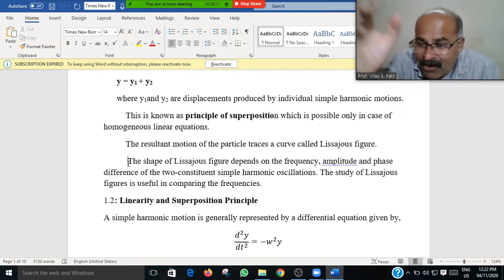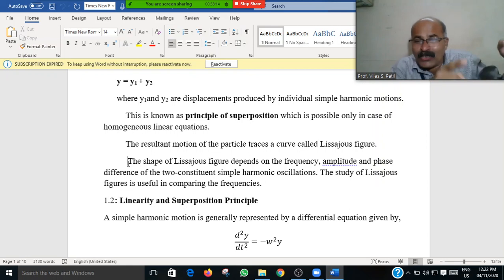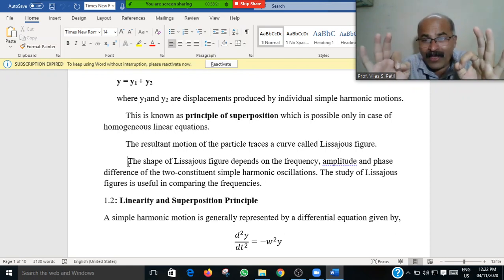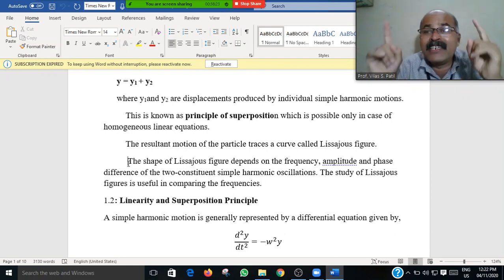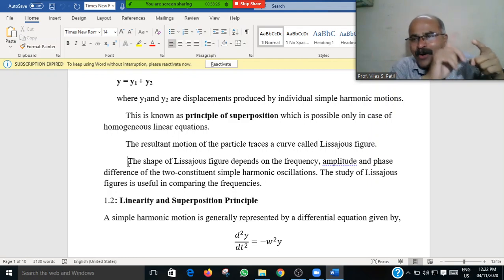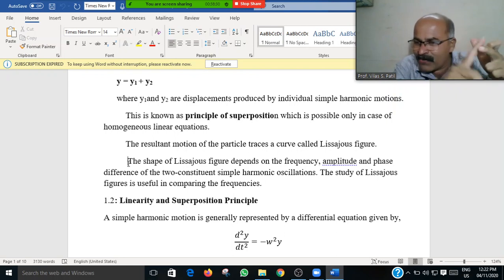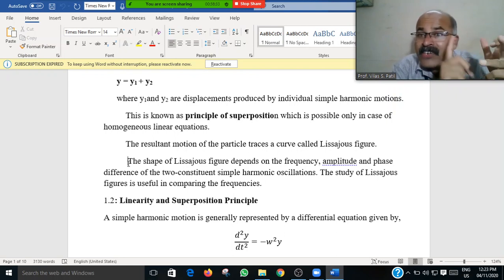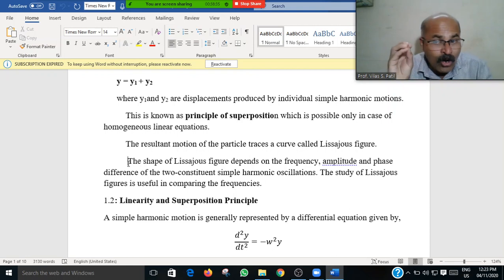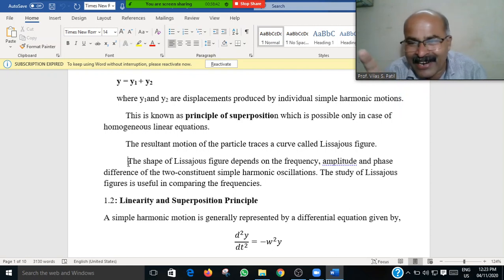There are two types of motion. The resultant motion is the addition of the two displacements, and here the shape of the Lissajous figure depends on the amplitude of the oscillatory motion, the frequency of the oscillatory motion, and the phase difference of the oscillatory motion. On these three physical quantities the shape of the Lissajous figure depends.